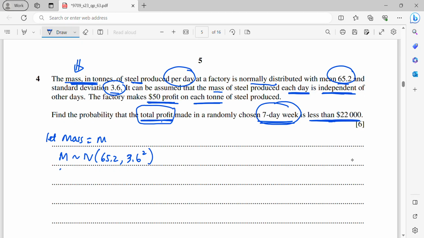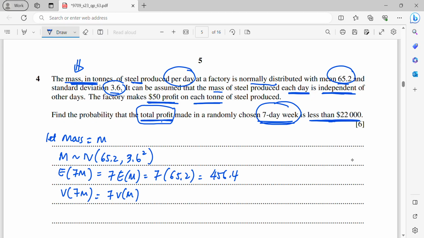So it means that now I will get expected 7M to get the mean. I will write it for the step-by-step working. It will be 7 times expected M, so 7 times 65.2, and you get 456.4. That's the total mass. Then the variance of mass for 7 days will be 7 times variance of M, because 7 days is the addition, not the multiplication. So I will get 7 times 3.6 squared, which gives 90.72.